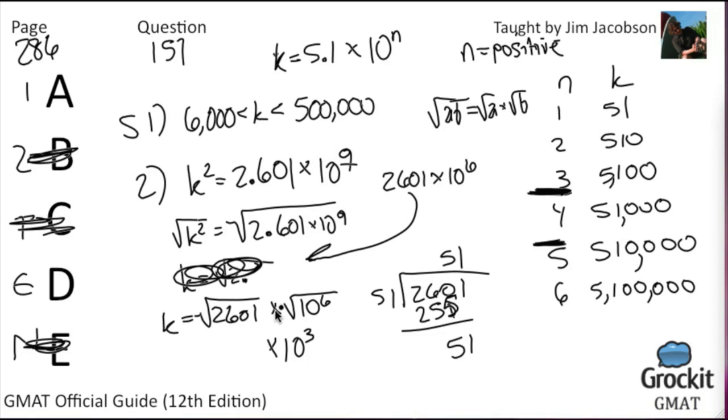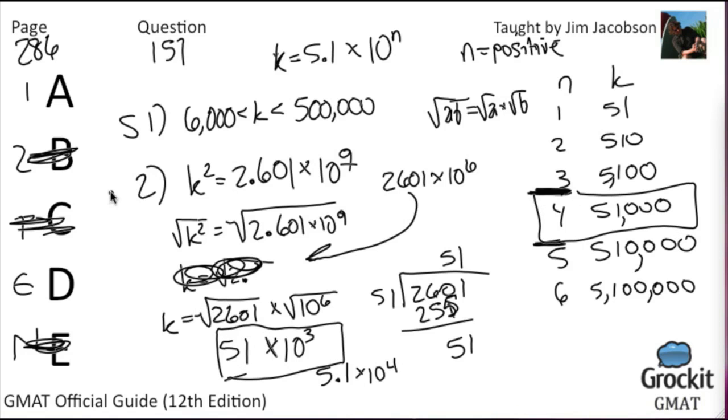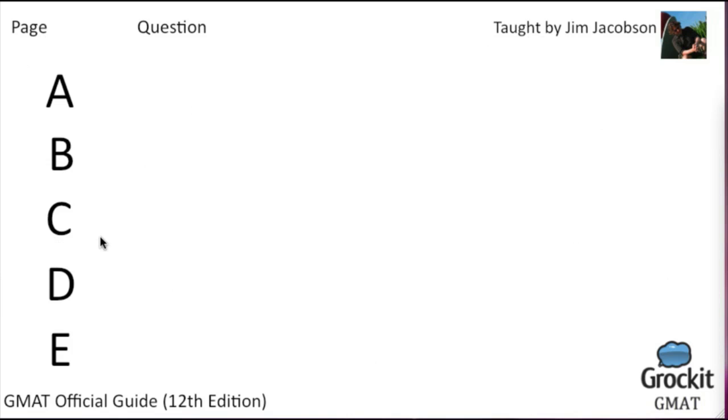Okay, so we find out that 2,601, maybe this was obvious to you, is 51 squared. So the square root of 2,601 is just 51. And so 51 times 10 to the 3rd is the same thing as 5.1 times 10 to the 4th, which is what we already knew. And we also knew that, we didn't have to figure that out, but 51 times 10 to the 3rd equals 51,000. Statement 2 is also sufficient. It's answer choice D. On to the next page, page 287, question number 152.